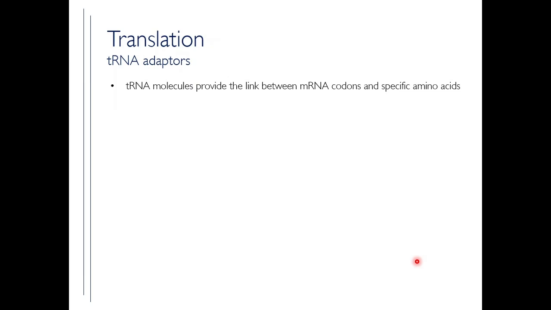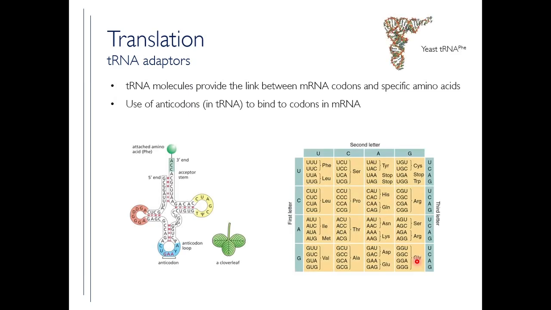So I'm just going to talk briefly and hopefully revise the structure of tRNA. These molecules are the link between the codons in mRNA, remember, that's three bases, and the specific amino acids that come together and are polymerized via the formation of peptide bonds. It's done via the use of anticodons in the tRNA that are specific to the codons in mRNA. So I'll show you the picture here.